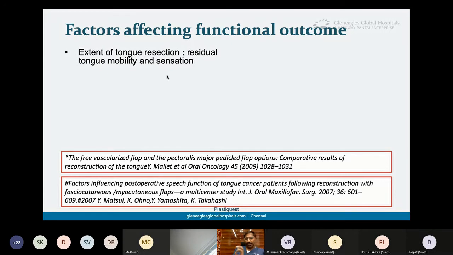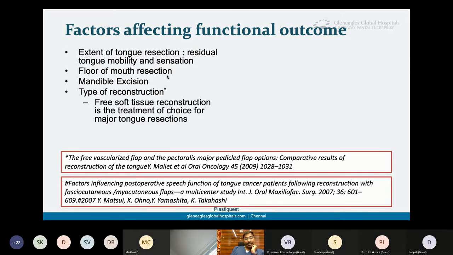So the most important thing affecting the functional outcome is the extent of tongue resection, or the amount of tongue that is left, and the floor of mouth resection. Because once this is done, the movement of the tongue is totally affected, and we have to create a bigger volume, and such patients have a little poorer function. Then if there's a mandible excision, it has a poor function. Then type of reconstruction, this I've already mentioned multiple times. Free flap reconstruction is much ahead of a pedicle flap.